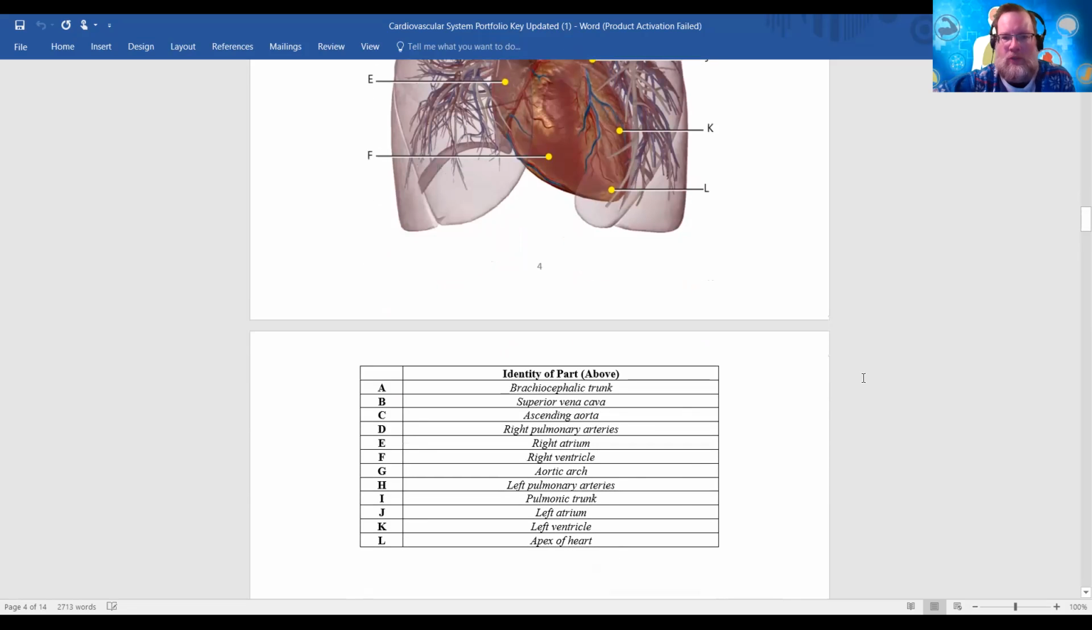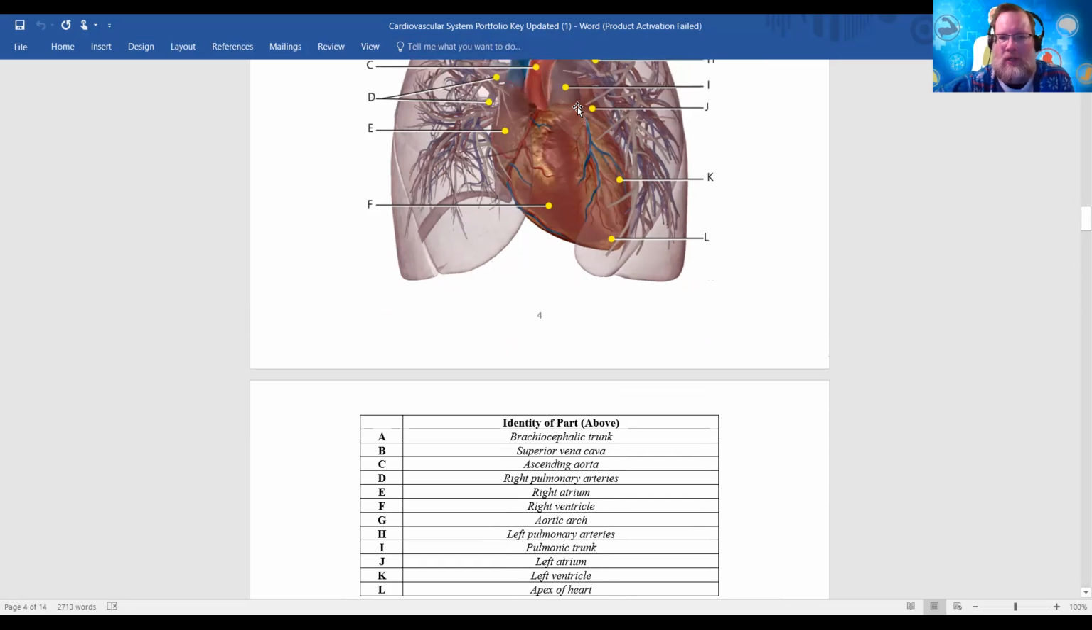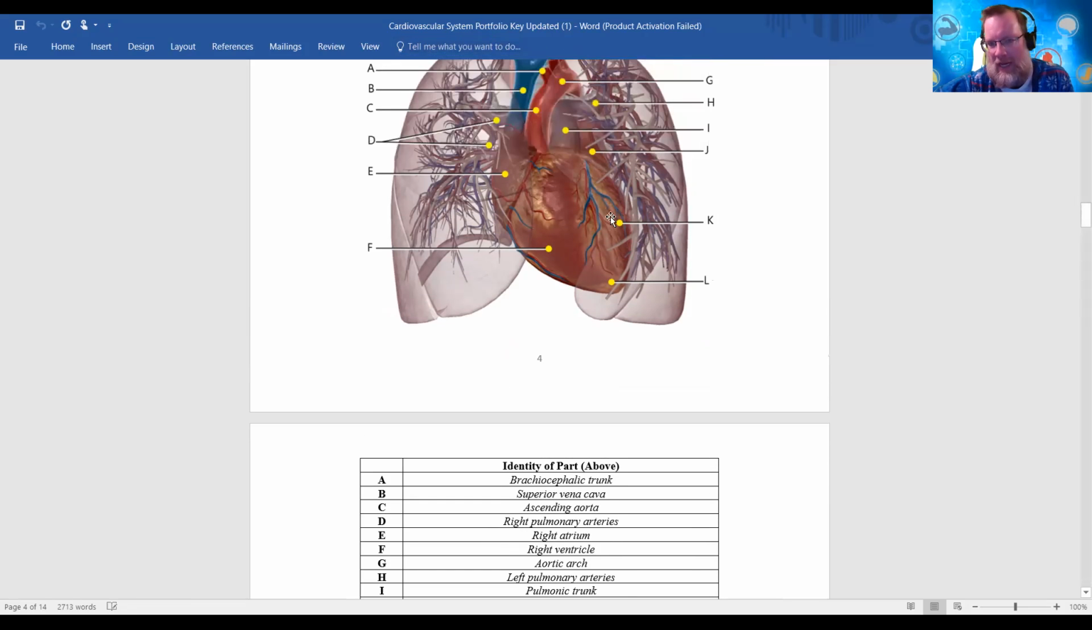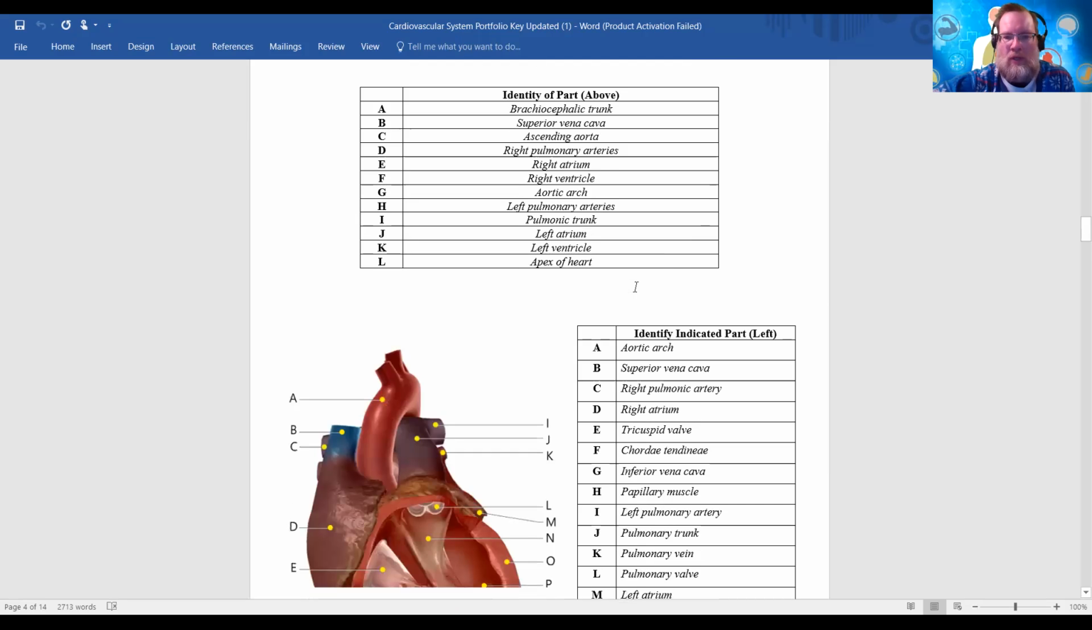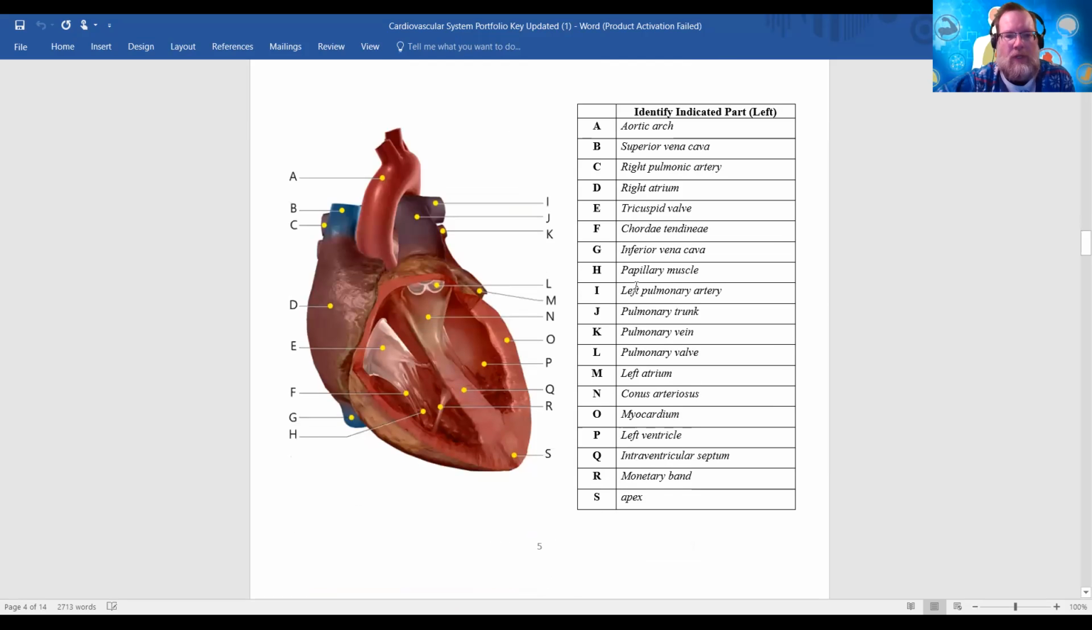We've seen them before. It wants to know just some of the specific chambers. So E and F are the right side chambers. And then J and K are going to be the left chambers. Letter L is actually pointing to what we call the apex of the heart. And then some of the key features we talked about throughout, I think it was last Thursday when we went through the heart. So I think most of these are recognizable, and you shouldn't have any trouble identifying.